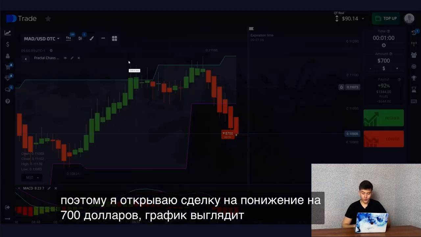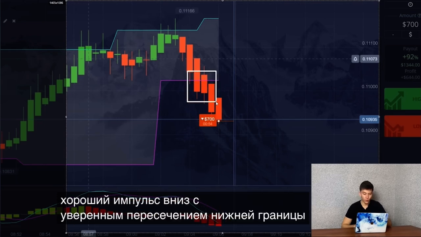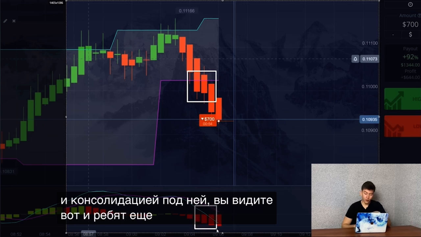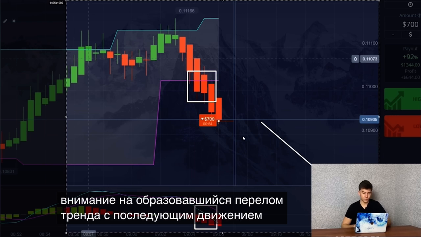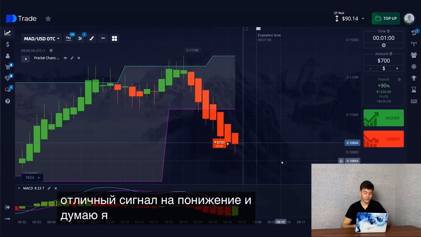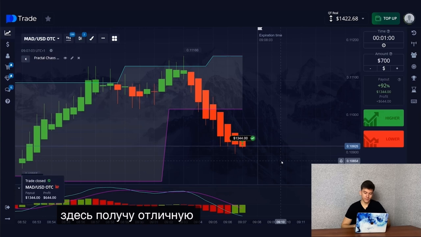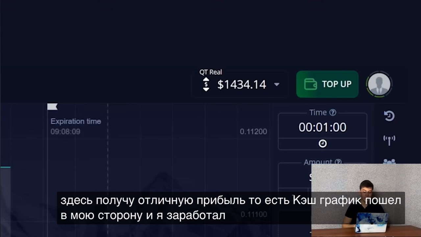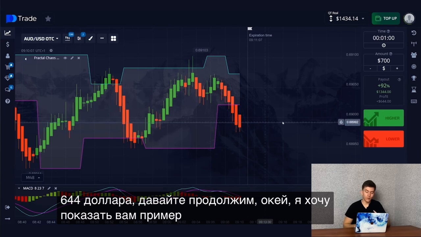The graphic looks good. There is a nice downward impulse movement with a confident crossing of the lower border and consolidation below it. You see that? And guys, also I'm asking you to pay attention to the formed break in the trend followed by downward movement. This is an excellent downward signal and I think I will make profit here. Great, that is cash. The graph went in my direction and I earned $644.